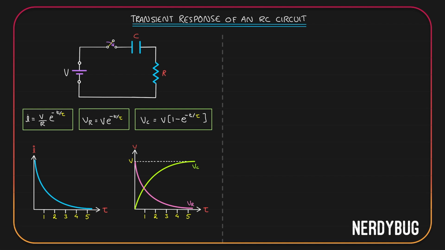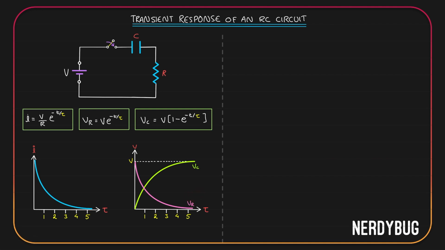The exact opposite happens to the resistor. Initially, when the switch is just closed, the capacitor is acting as a closed circuit, so all of the applied voltage is on the resistor. But then, as the capacitor gets charged, the potential across the resistor decreases exponentially, and after about 5 time constants, it is almost equal to 0.